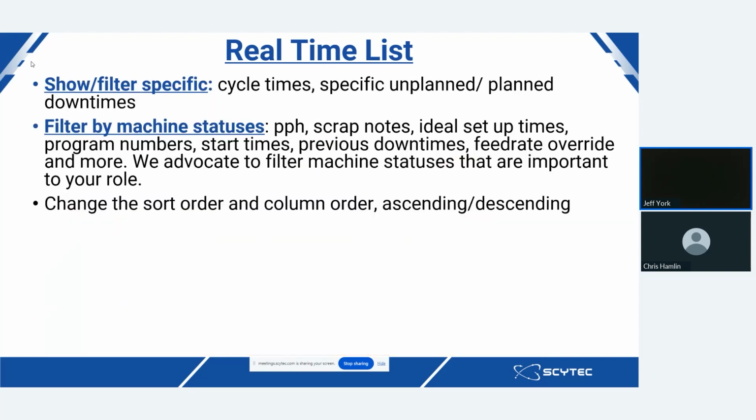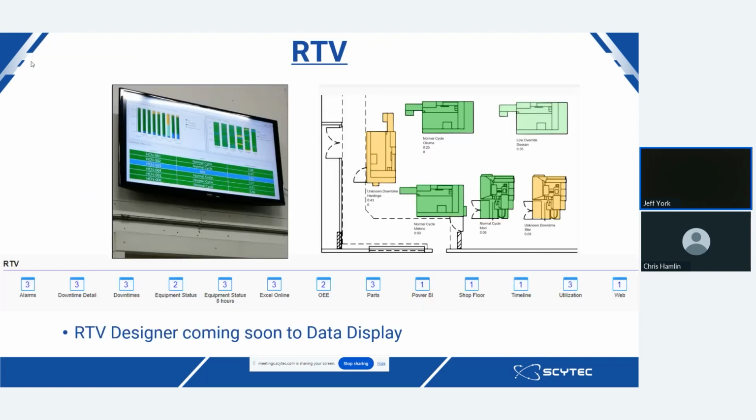Now you can show specific cycle times, specific unplanned and planned downtimes, and you can filter by machine statuses, and you can make up whatever machine status that you would like. So just to go over a few that are common, you could have parts per hour, scrap notes, ideal setup times, program numbers, start times, previous downtimes, feed rate overrides, and more. And at Scytec, we advocate to filter machine statuses that are important to your role. And you can also change the sort order and column order and ascending or descending. There's a lot of different configurations that you can do with the real-time list.